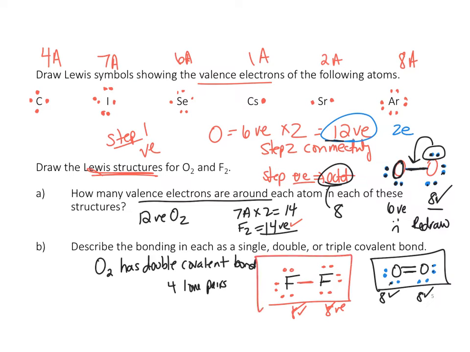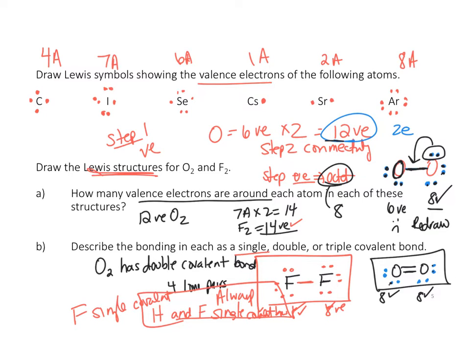Now, I'm going to tell you, fluorine has a single covalent bond, and that will be always. So hydrogen and fluorine can only do a single covalent bond. I'm going to say always. So if you ever have hydrogen and fluorine bonded to 2 things, it's wrong. If you ever have hydrogen and fluorine double bonded, it's wrong. Hydrogen and fluorine can only do single bonds.